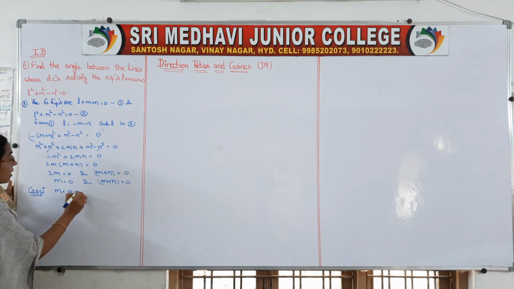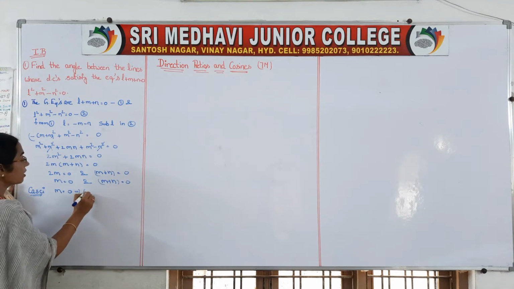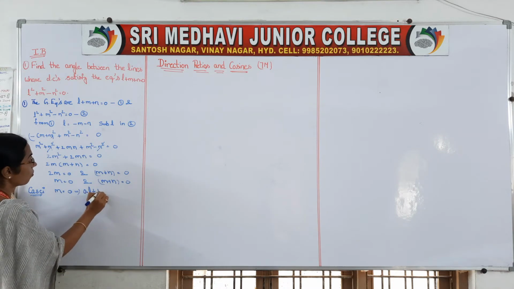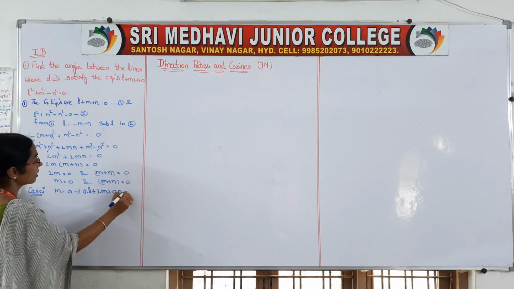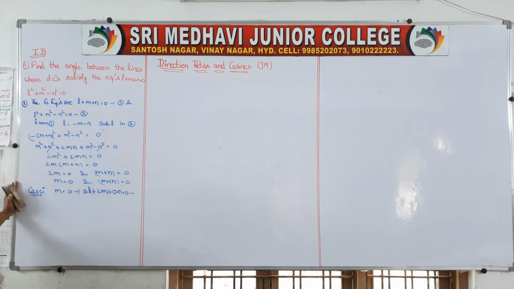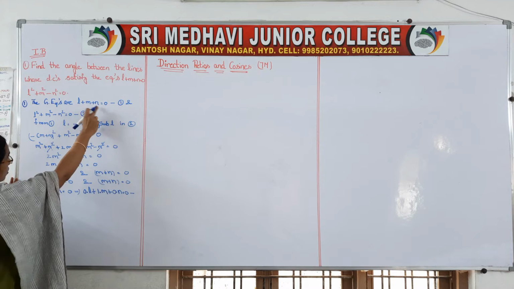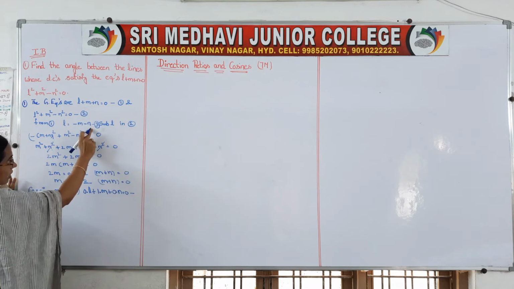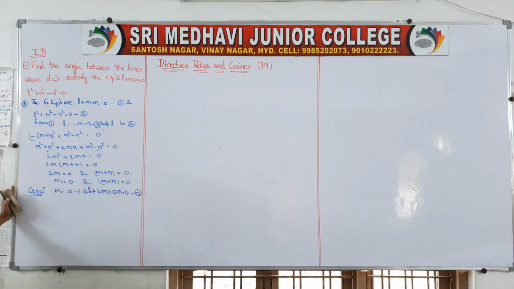Try to write in the form of l, m, n. So how we will write? 0 into l, 1 into m plus 0 into n is equal to 0. You consider this as how many equations over? This is your third equation. The first two are the given equations, the third is l equal to, and this one is the fourth equation.